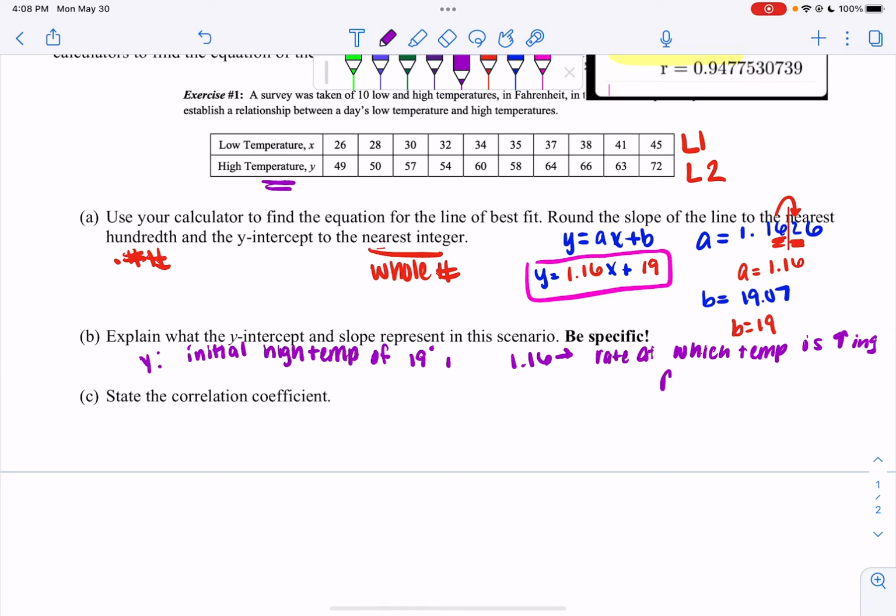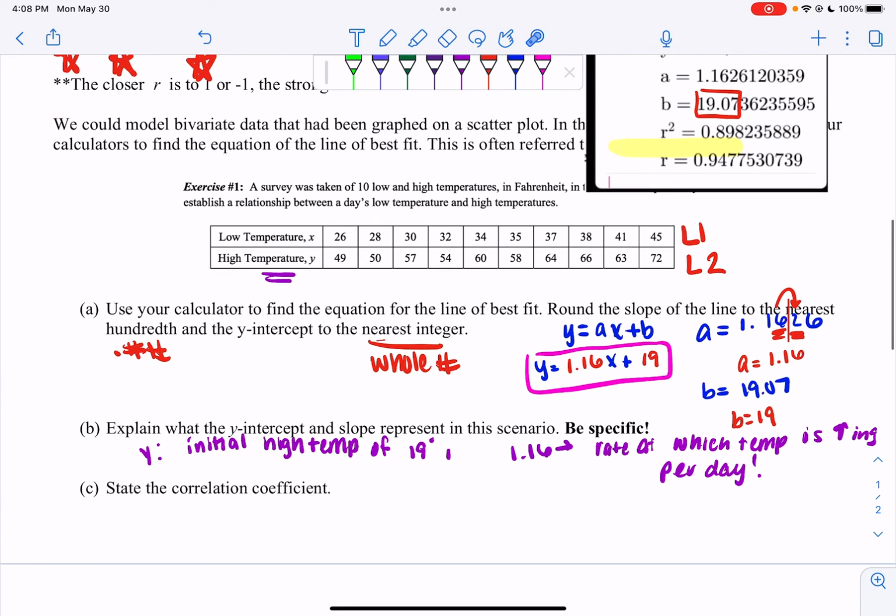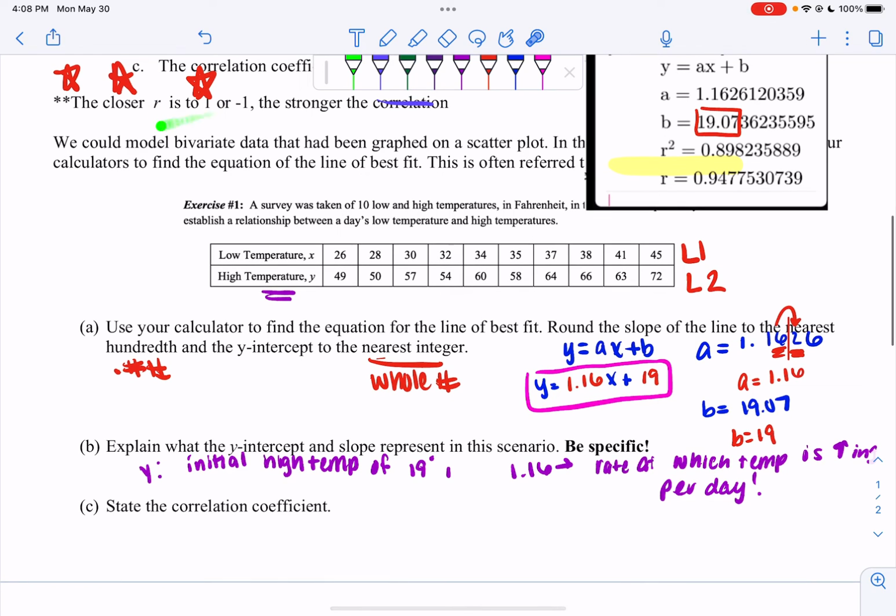Increasing per day. So you really need to make sure that you're looking at the table of values and the situation to see what's really going on. And then state the correlation coefficient. Now remember, that is your R value. It's not your R squared, it's your R value.